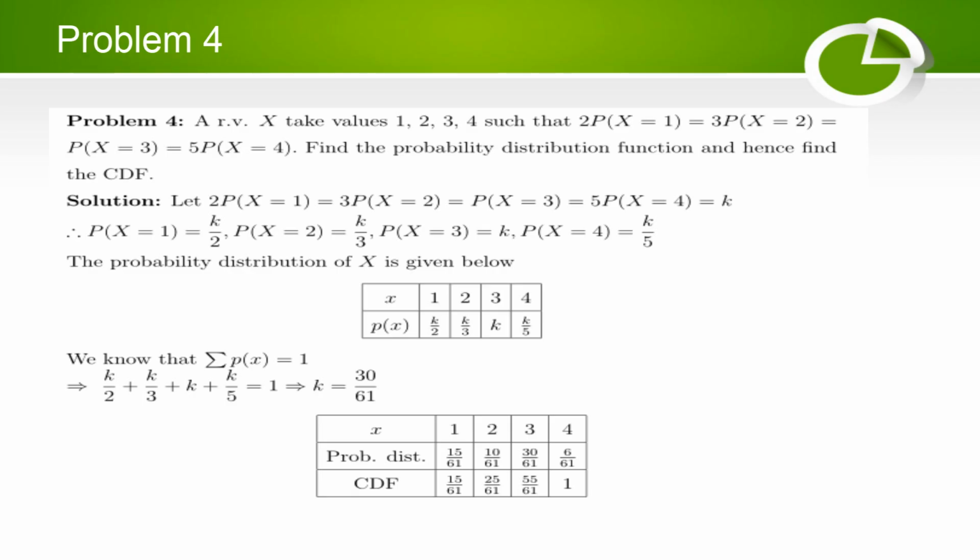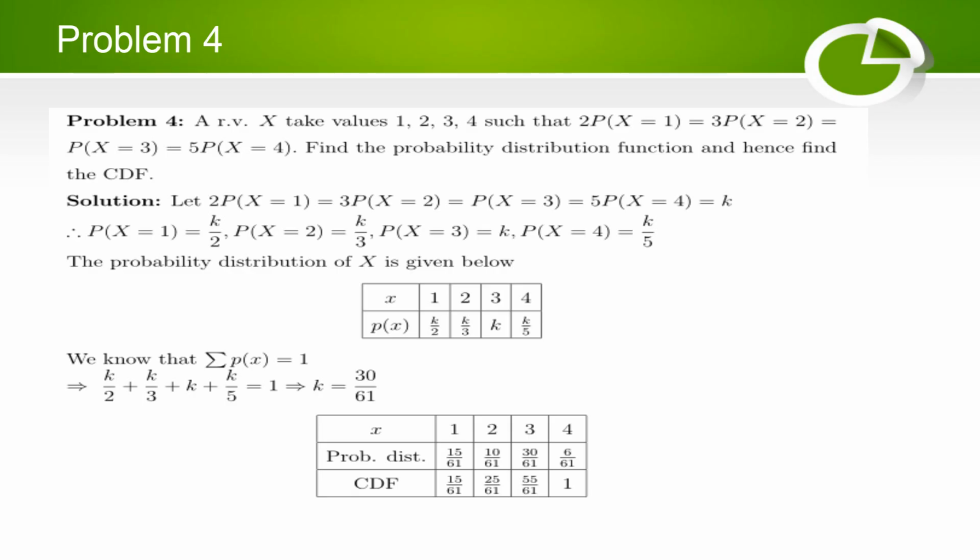Solution. Let 2 into P of x equals 1 equals 3 into P of x equals 2 equals P of x equals 3 equals 5 into P of x equals 4 equals k. Therefore P of x equals 1 equals k by 2, P of x equals 2 equals k by 3, P of x equals 3 equals k, P of x equals 4 equals k by 5.